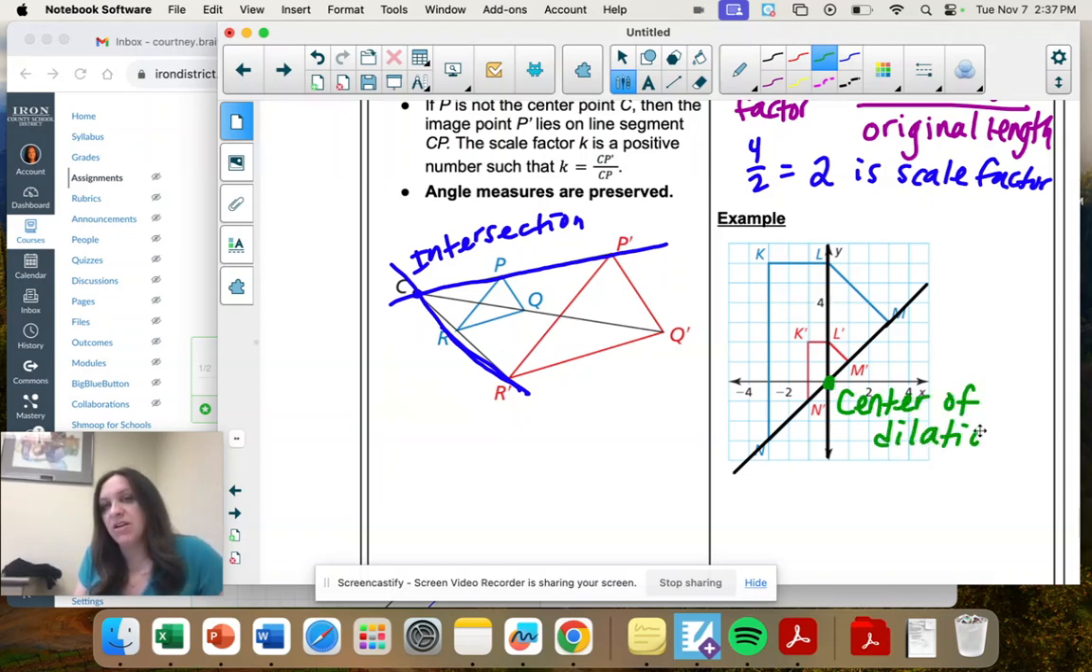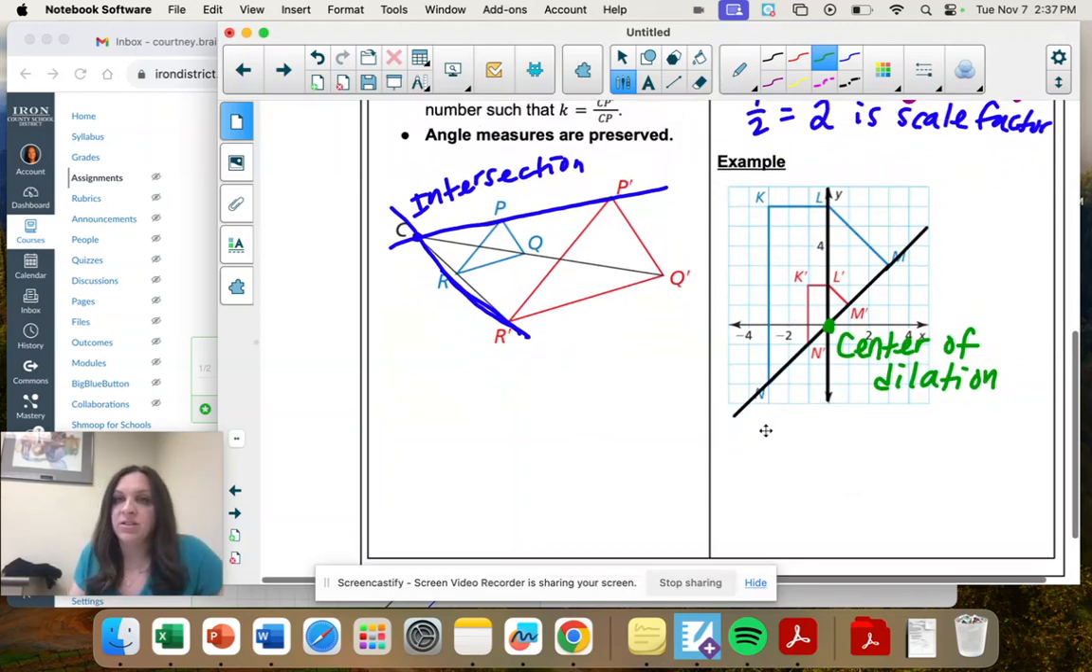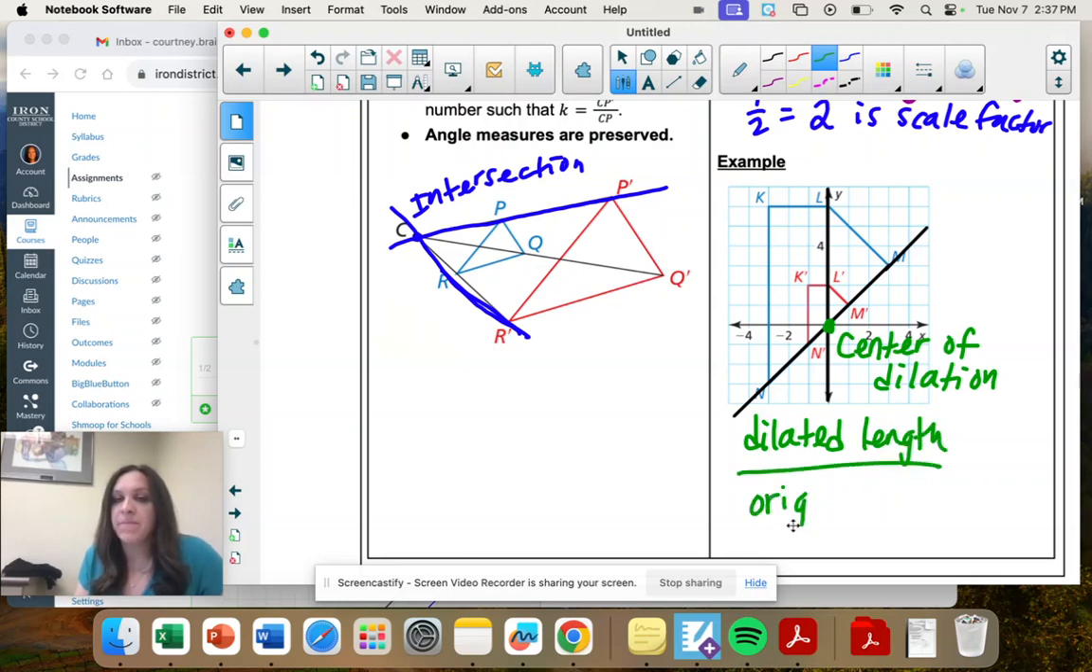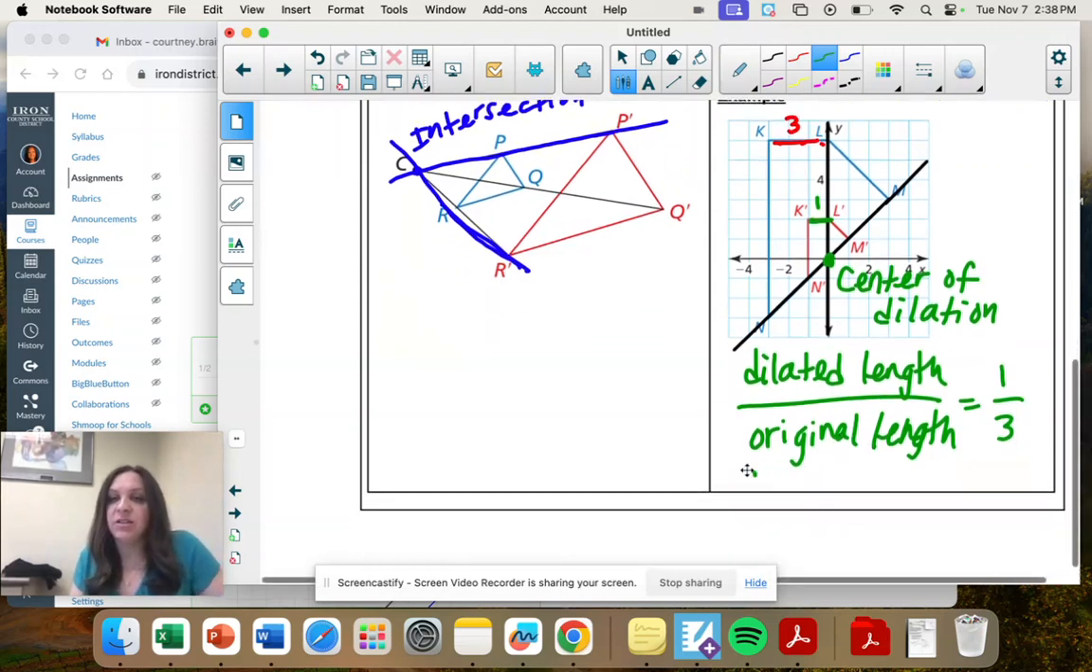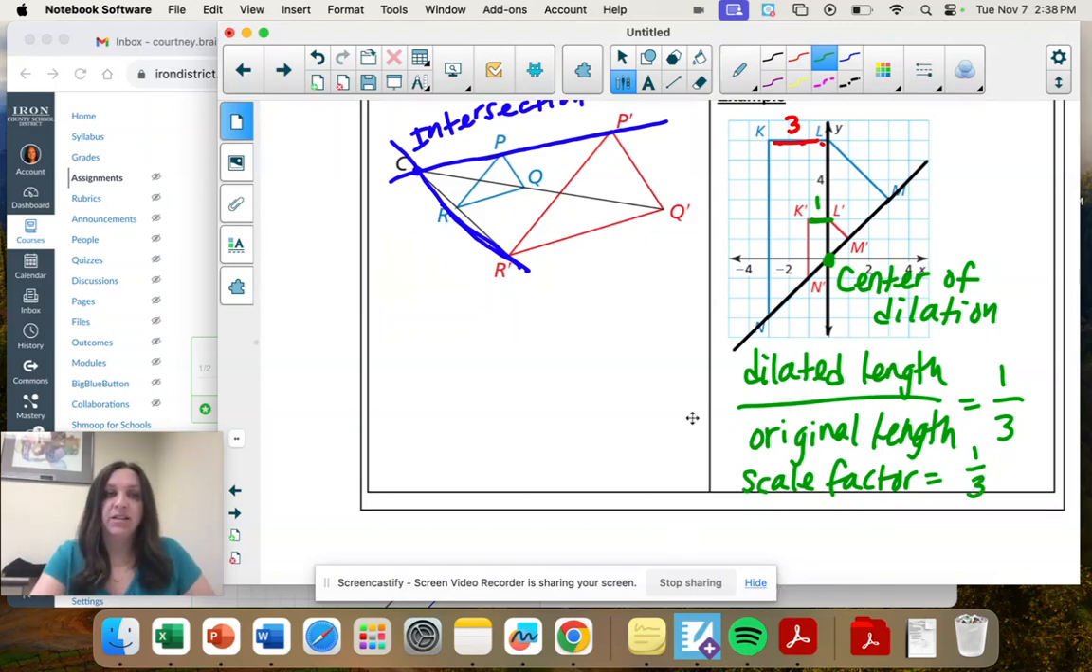And again, to find the scale factor, we look at lengths. So if I find the dilated length over the original length, and you're just going to count, and it just has to be the same side. So this is 1, 2, 3 from K to L. So I'm going to do the same thing on K prime to L prime, and that's 1. So 1 over 3, our scale factor would be 1/3. And that is dilations.